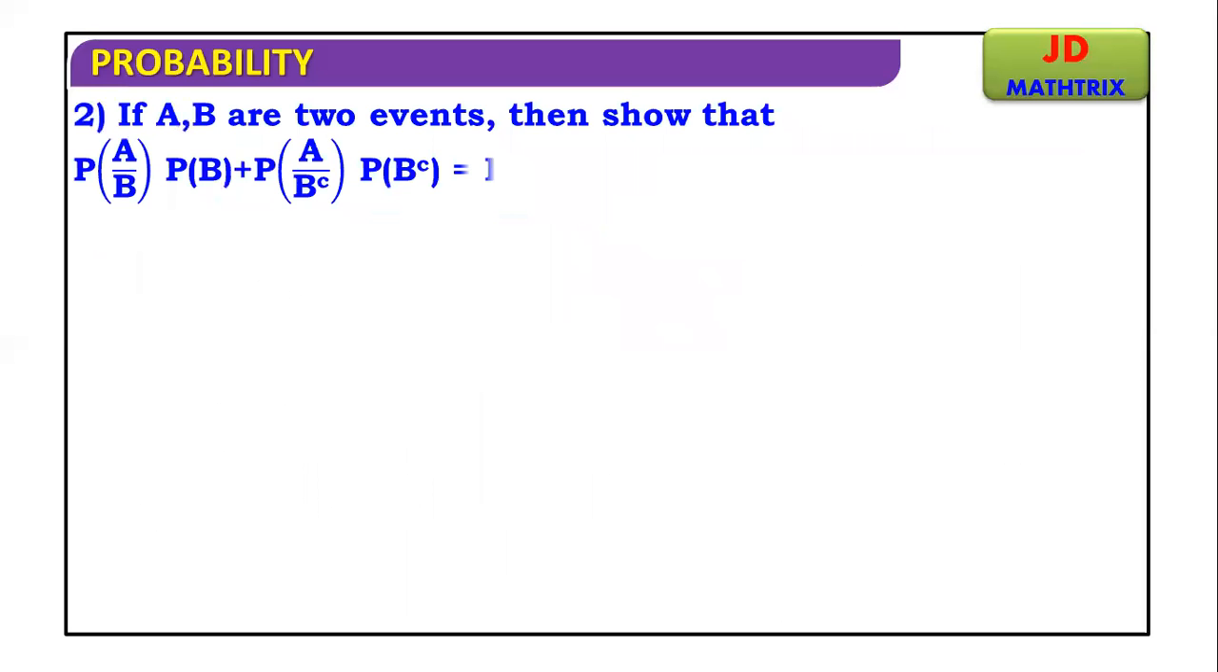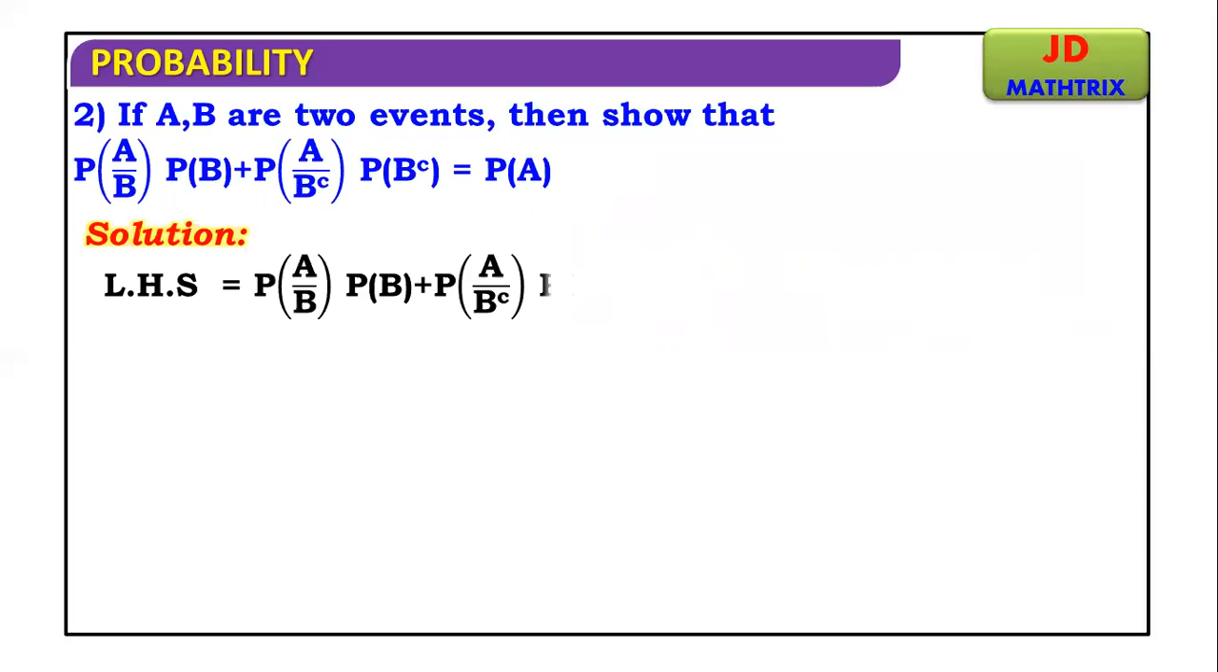Now coming to the next problem. If A comma B are two events, then show that P of A by B into P of B plus P of A by B bar into P of B bar is equal to P of A. Here also we will use the conditional probability definition. LHS is equal to P of A by B into P of B plus P of A by B bar into P of B bar.